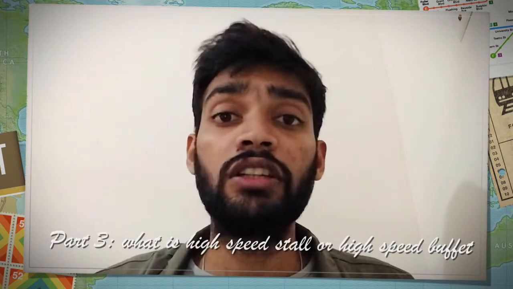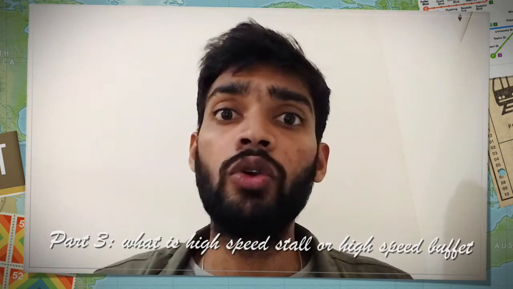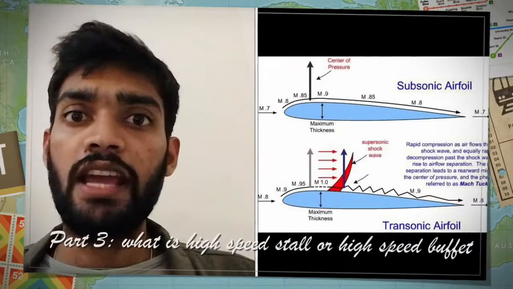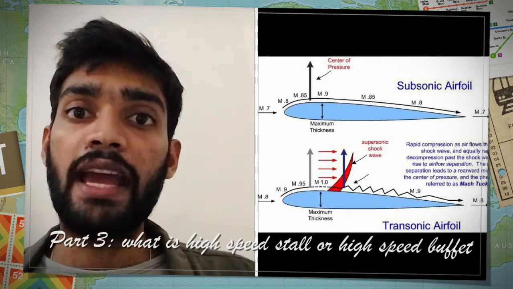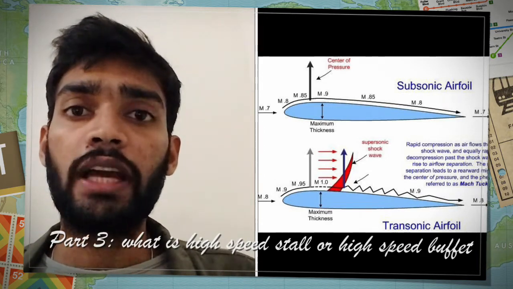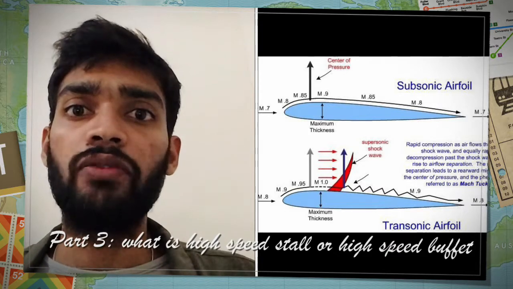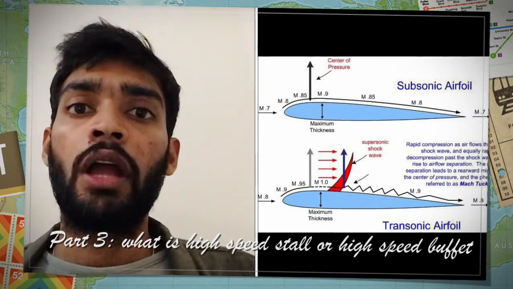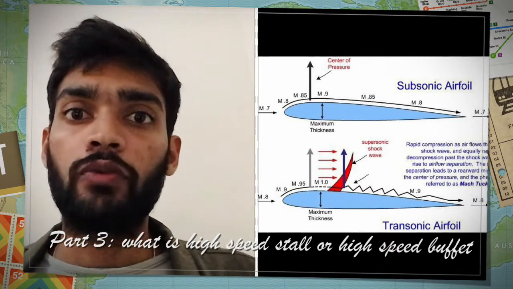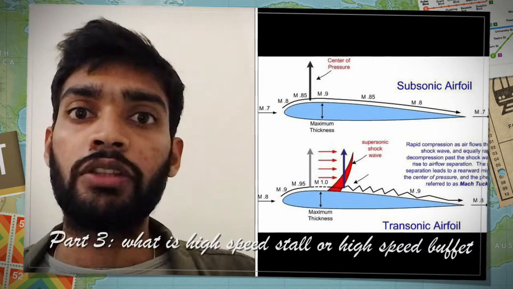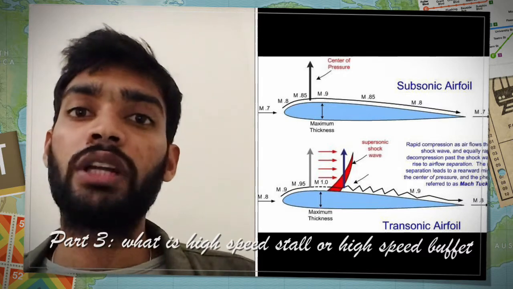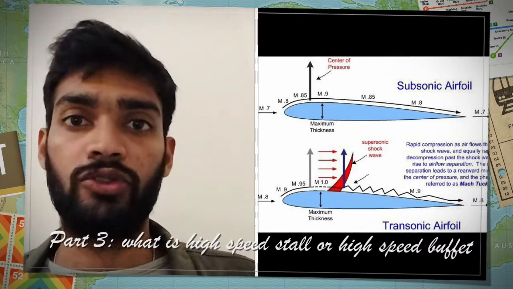So now let us understand what high speed stall or high speed buffet is, and how this reduction in the speed of sound leads to high speed stall. As the air flows over the wing, it accelerates. At some point ahead of the wing, the air may be subsonic, but it accelerates to the speed of sound as it flows over the wing surface. Once this happens, a shock wave is formed, creating a separation of airflow over the wing surface and causing the aircraft to stall, known as high speed buffet or high speed stall.